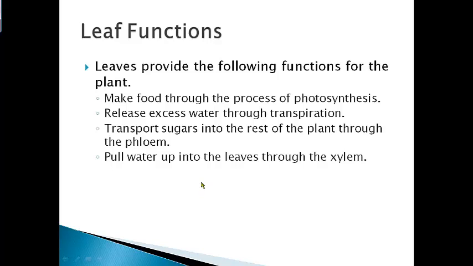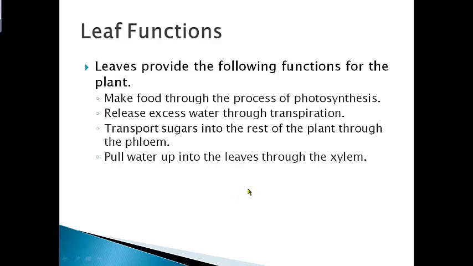The leaf also releases excess water through a process called transpiration. If the plant has too much water in it, the extra water will end up leaving the plant through the leaves, through the tiny holes in the bottom of the leaf called the stomata. And that process where water leaves the plant and goes into the atmosphere is called transpiration.